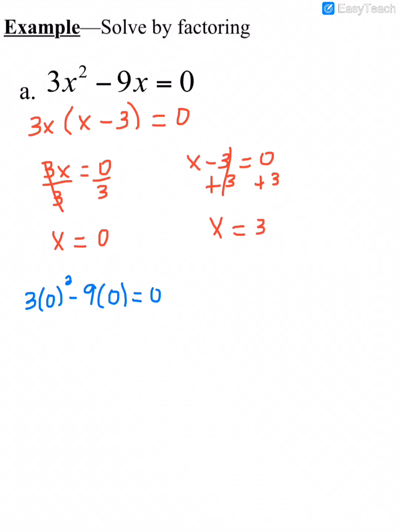Zero squared would be 0, and 3 times 0 is 0. Negative 9 times 0 is 0. And 0 minus 0 is 0. So this works. That's one of my solutions.